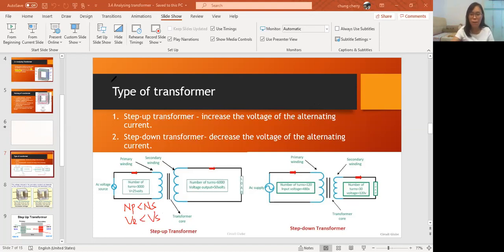For step down transformer, by the way, this one I want you to copy down as notes number 3, together with the symbol as well. Over here, step down transformer, you can see that the number of turns in the primary is 120, and the secondary is 30. So for step down transformer, your primary coil is greater than your secondary coil. That's why your primary voltage will be greater than your secondary voltage. So your voltage is lesser already. That's why we call it step down transformer.